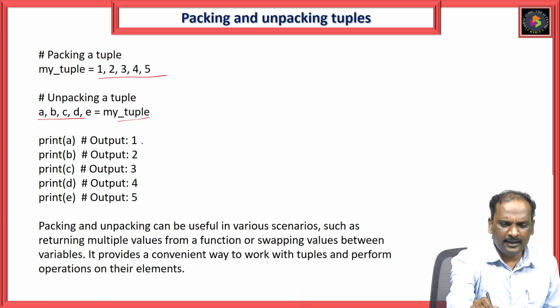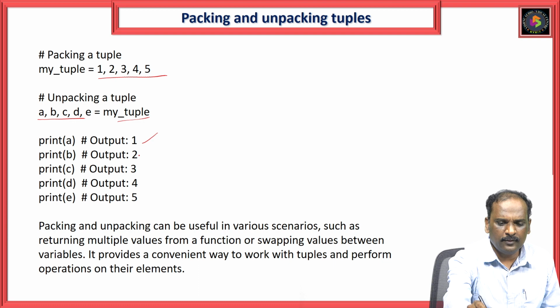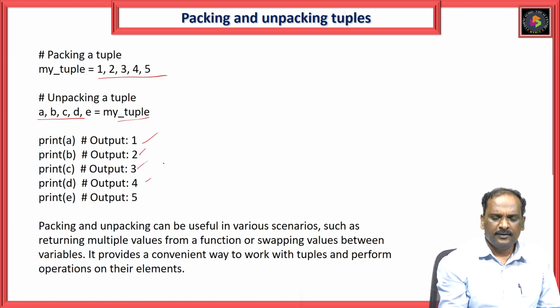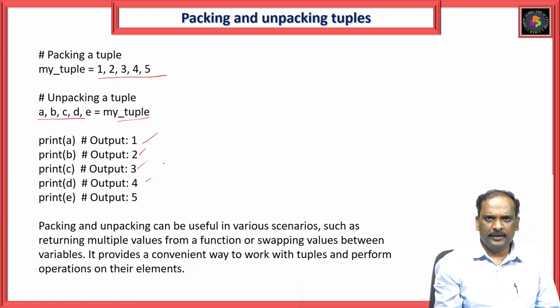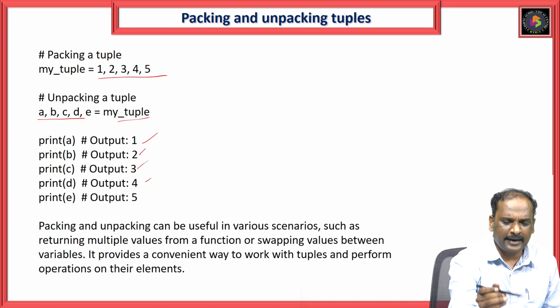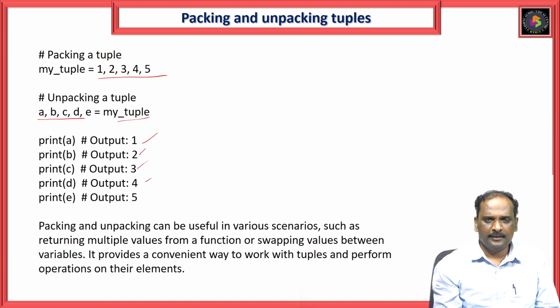So when I print A, you are seeing 1. When I print B, you are seeing 2. When I print C, D, E, you see 3, 4, 5 respectively. So A, B, C, D, E variables will contain the values 1, 2, 3, 4, 5 respectively. So this is called as unpacking a tuple.